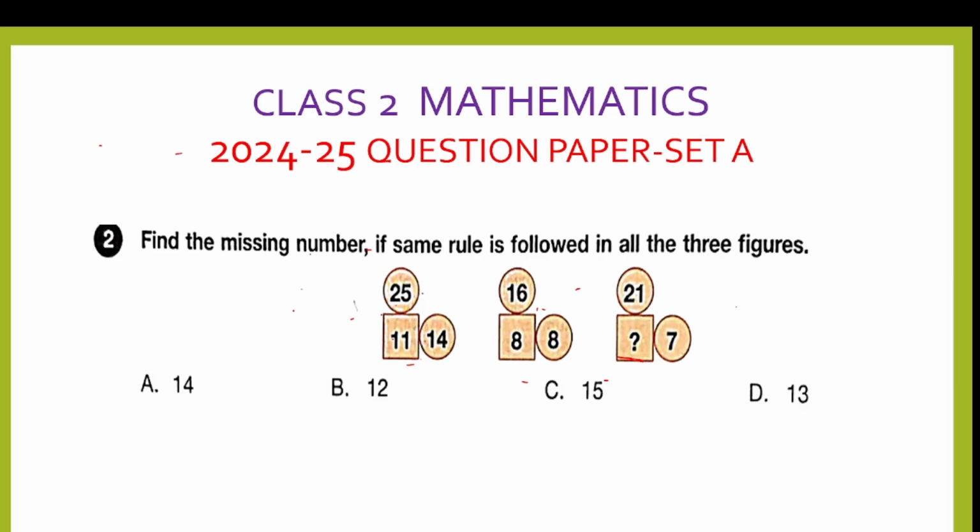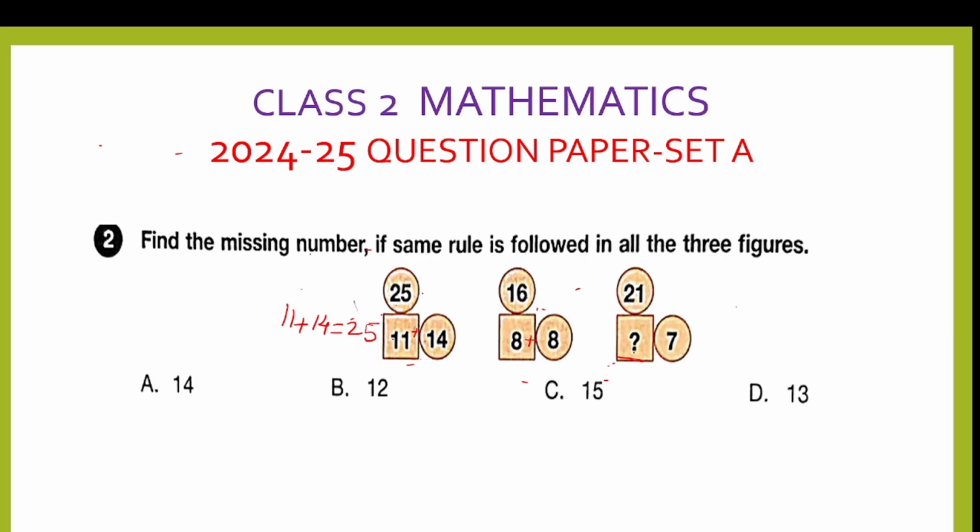Means what? There is addition. So 11 plus 14 is nothing but 25. So 11 plus 14 is 25. So this rule is applied here. So we have to add these two numbers and write in the above circle. So 8 plus 8 is 16.